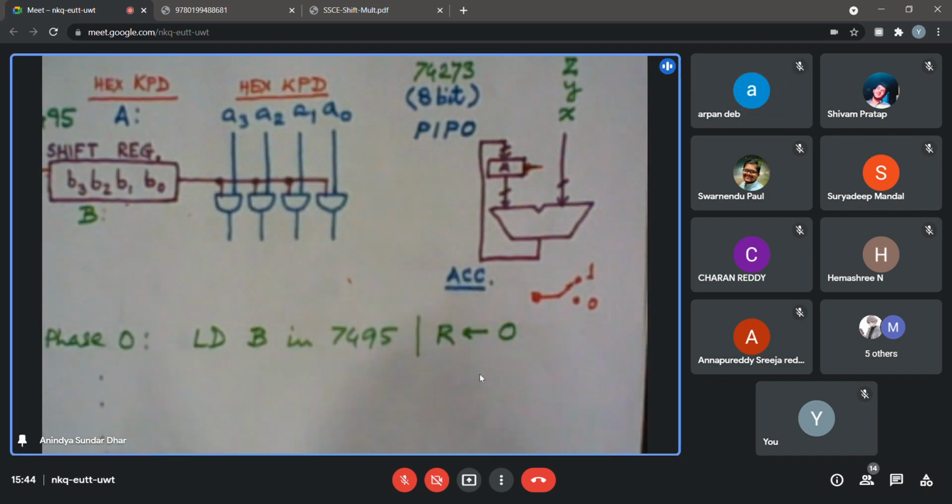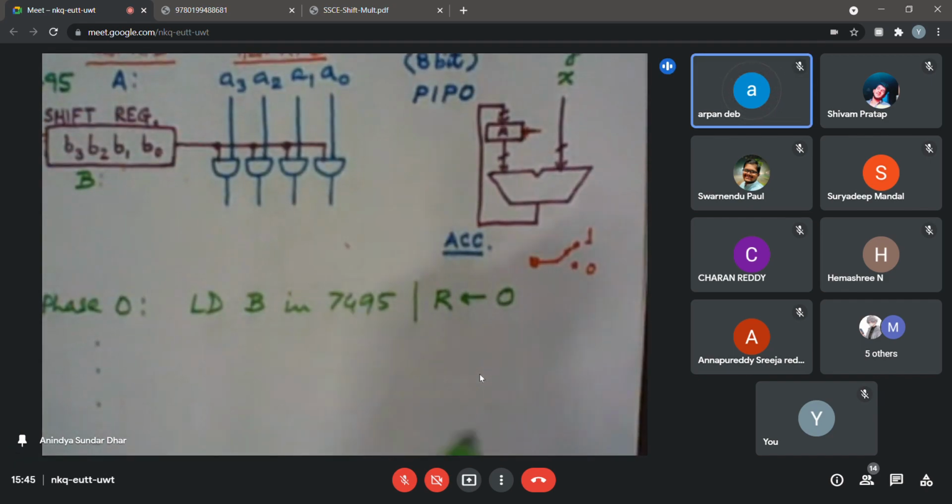Once again, actually, while writing with green, I was repeating the same thing. So you have not really missed, if you have heard what I was saying when I wrote in green. No, sir, that thing I missed. Okay, then let me repeat it.